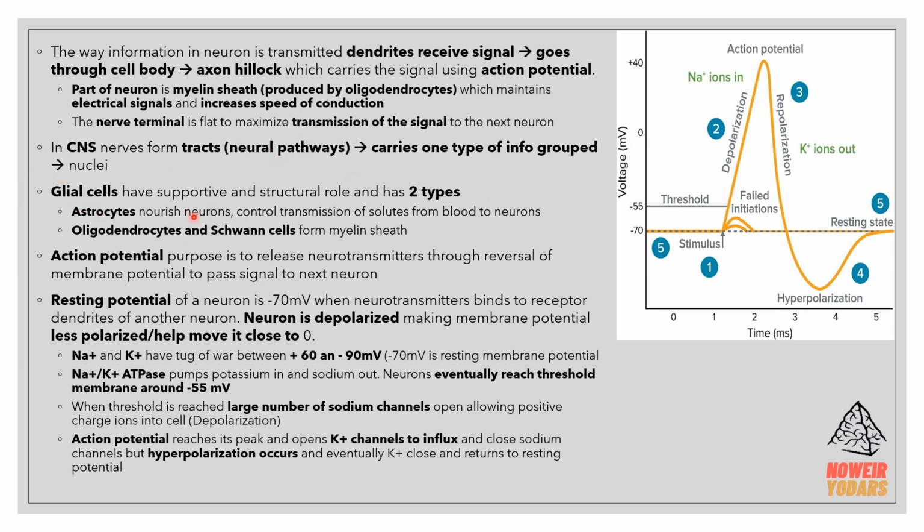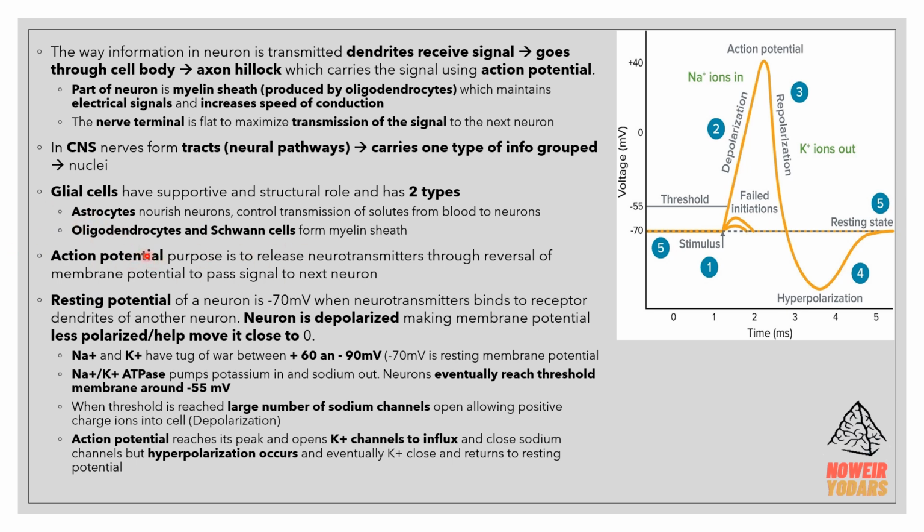All right, we'll be talking about glial cells. What are glial cells? Glial cells have supportive and structural roles in the nervous system. So, you have two types. You have astrocytes and you have oligodendrocytes and Schwann cells. I mean, is that technically three? I would count these two as one type.